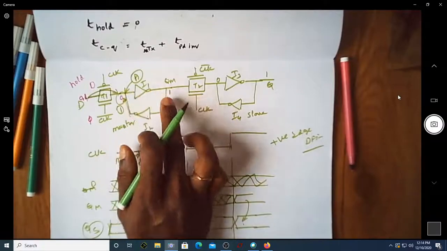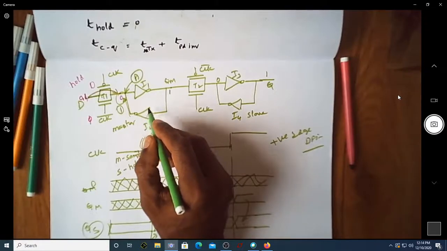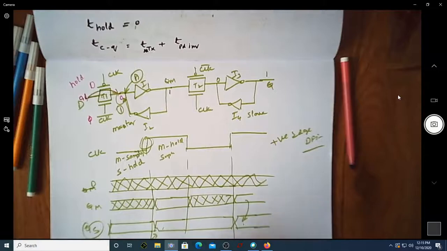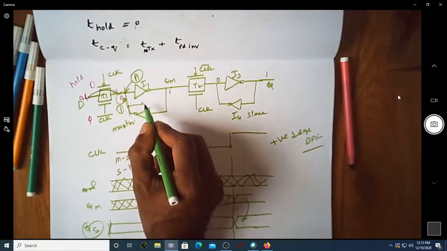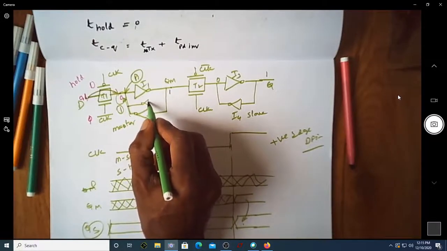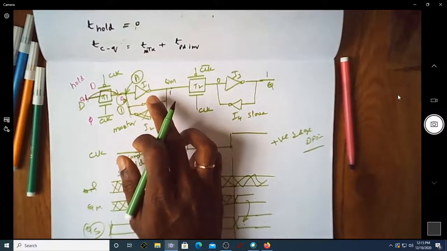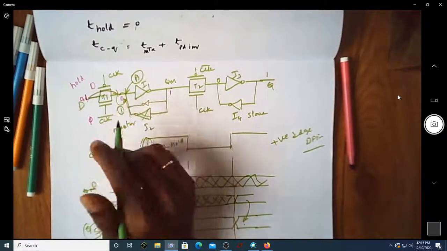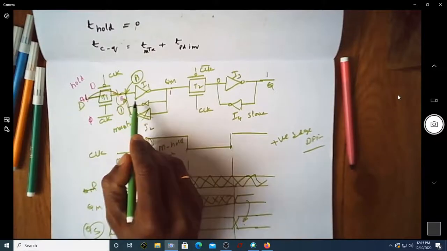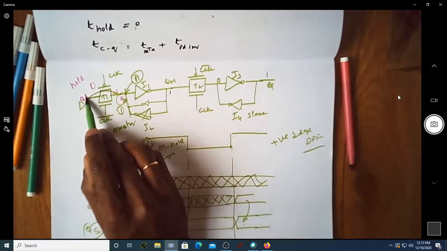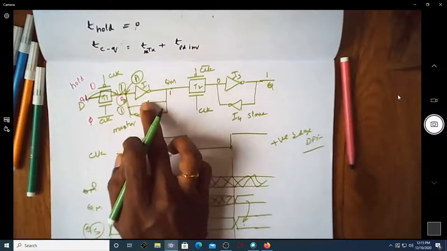So to avoid such a condition, this feedback inverter should always be made relatively weaker. When I say weaker, instead of having the dimension of this very large, I will make it, of course I'm just symbolically representing this as a small inverter. Whenever I say small inverter, the dimension of this inverter is less, so that the resistance offered by this is more, but this is made stronger. If this is made stronger, even if it is 0, which was being driven by this, it will be overpowered by this T1 transistor. Now this is forced to become 1 because this is stronger than this.